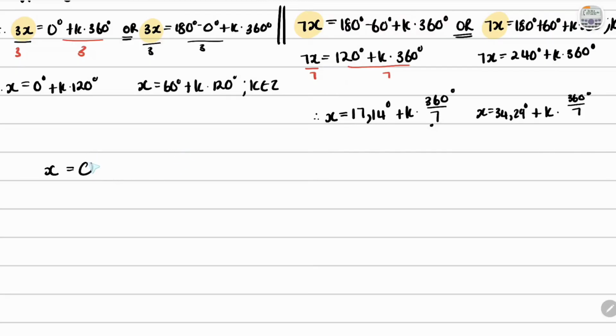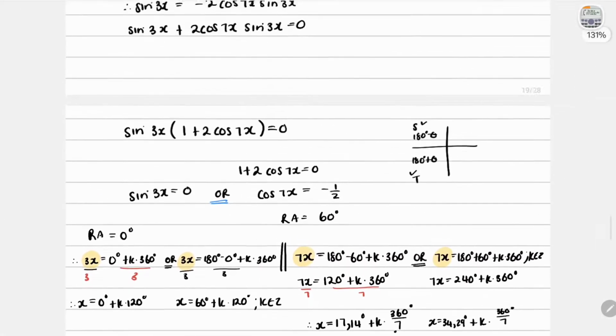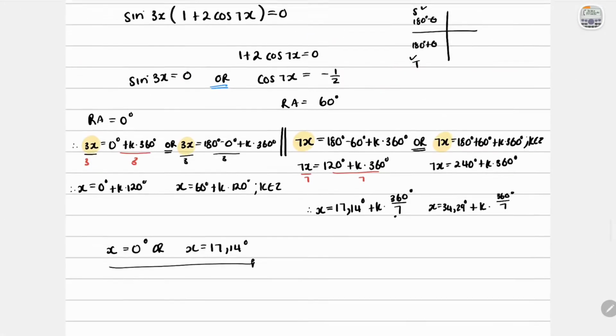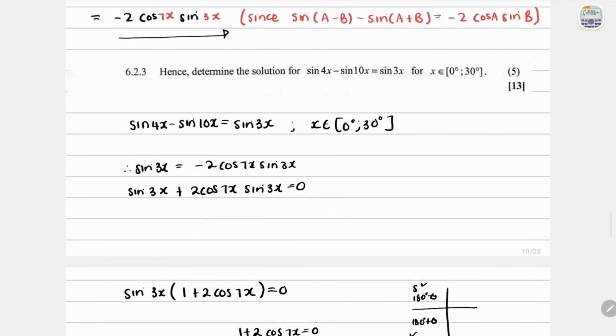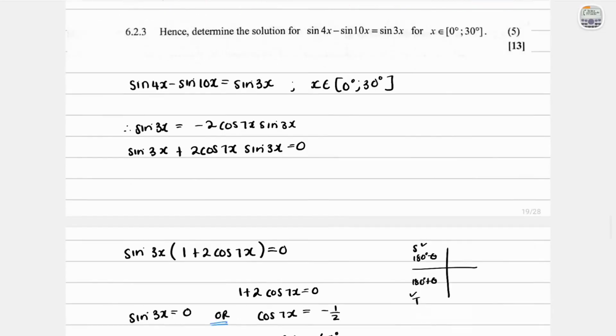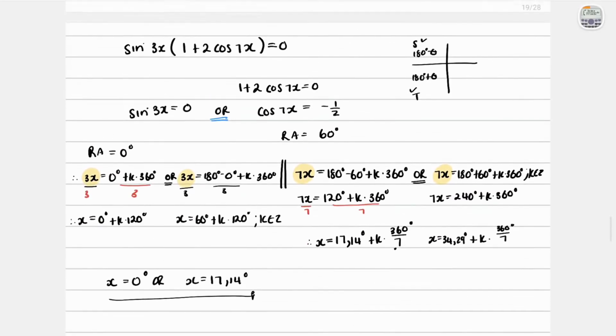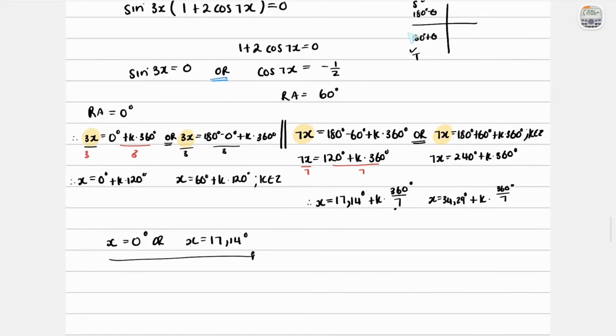We can just say x is equal to 0 or x is equal to 17.14 degrees. And those will just be our answers here. Okay, so it's between 0 to 30 degrees. That was messy, but that is it for that. And then we move on to question 7, which is more on trig graphs.